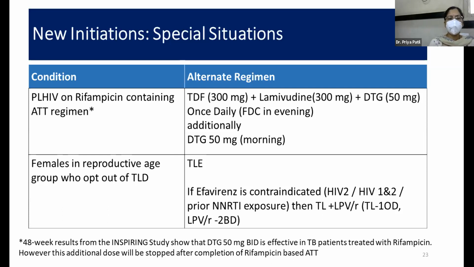Then females in reproductive age group who opt out of TLD. So suppose after counseling, a female in the reproductive age does not want to take TLD, then such a female will be on TLE regimen. However, if efavirenz is contraindicated in her, for example, situations like HIV-2 or HIV-1 and 2, or there is a prior NNRTI exposure, then in such a case, we have to use TL lopinavir ritonavir in that patient.